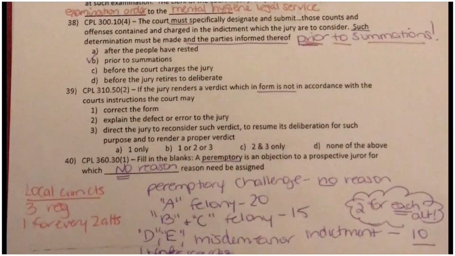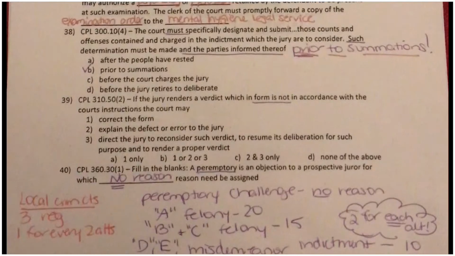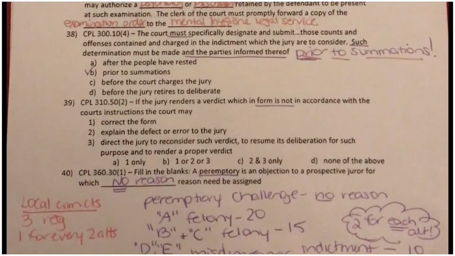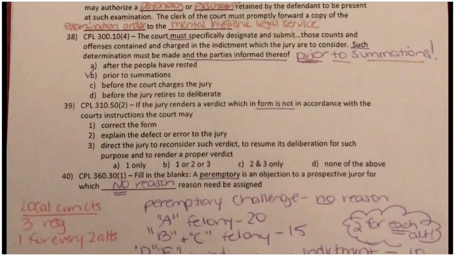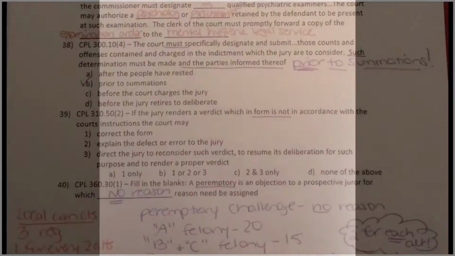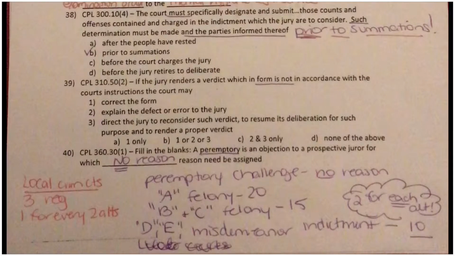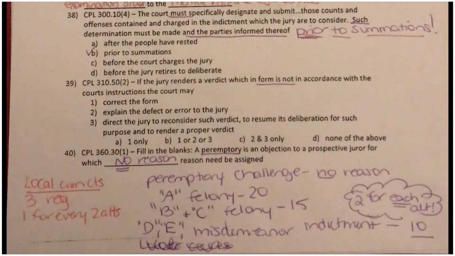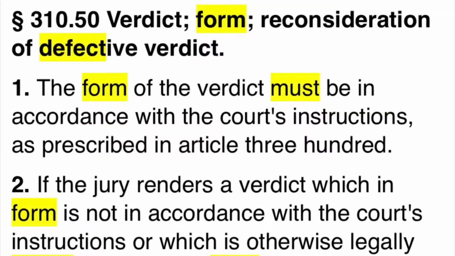39. If the jury renders a verdict which is not in accordance with the court's instructions, so the bad form, the court may do a couple of things, but for the purpose of this question, the answer was none of the above. We're going to go over 310.50 subdivision 2 in the statute so that you see it the way it's read in the book. 310.50 Verdict Form, Reconsideration of Defective Verdict. 1. The form of the verdict must be in accordance with the court's instruction as prescribed in Article 300.